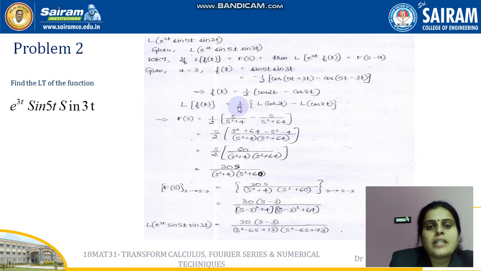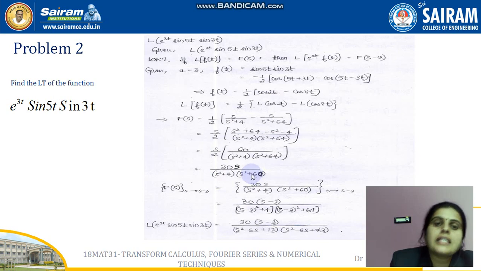So Laplace transform of f of t is half into Laplace transform of cos 2t minus Laplace transform of cos 8t. So Laplace transform of cos at is s divided by s square plus a square. So using that, it is s by s square plus 4 minus s divided by s square plus 64. Simplify that. Take the LCM, simplify the numerator, and on simplifying that you get your f of s.